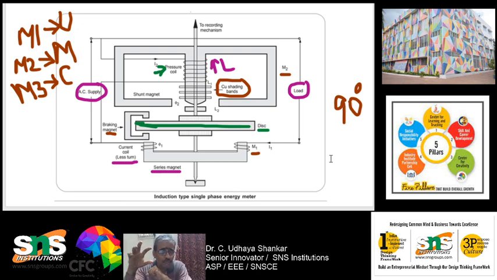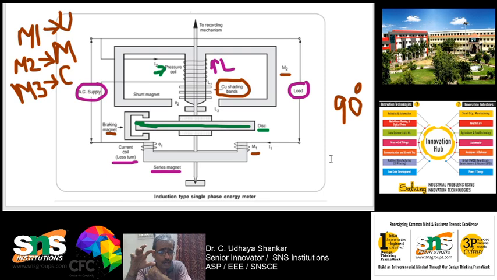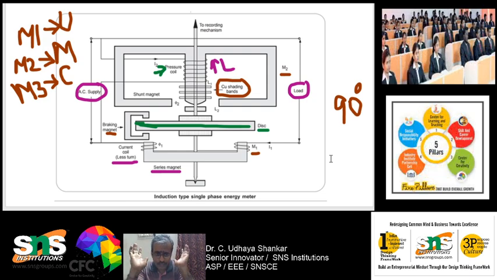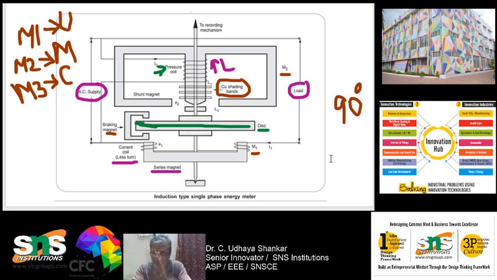So, the magnetic field due to the current coil develops the eddy current in the aluminum disc, which reacts with the pressure coil magnetic field. Thus, a rotating magnetic field is produced. So, a driving torque is produced, and the torque makes the disc rotate in between the magnets M1 and M2. A spindle is attached to the recording mechanism as well as this aluminum disc, which measures the electrical energy, and finally it will be measured in kilowatt hour as we have discussed earlier. So, this is how it operates and these are all the overall working.